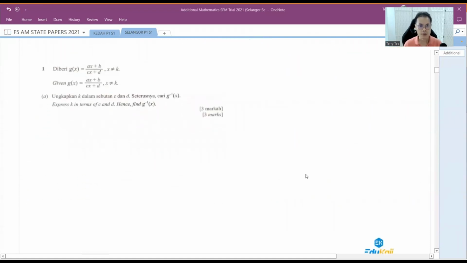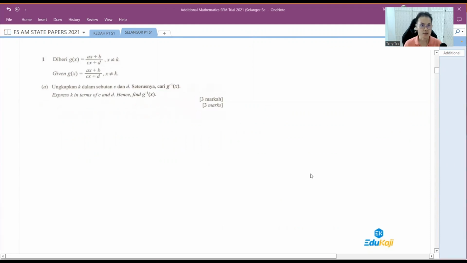In the first question, question 1, you're given g(x) equals (ax + b) over (cx + d), given that x cannot be equal to k. You're supposed to express k in terms of c and d, and hence find g inverse x.